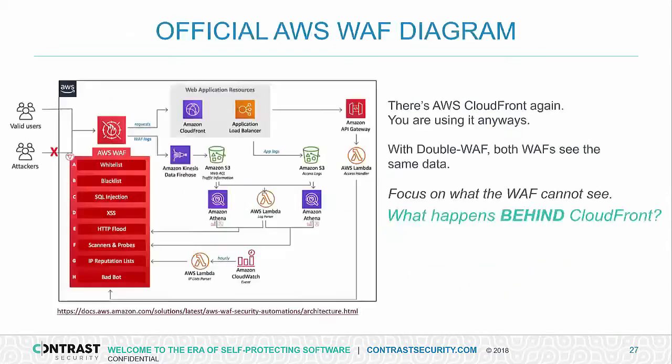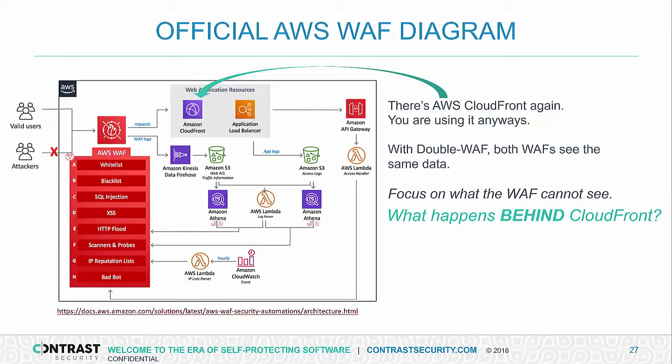Now, this is the actual architecture diagram. This is the official architecture diagram of the AWS WAF. And you notice there's CloudFront again. So you're already using AWS CloudFront. And when you have this kind of double WAF, like if you replaced AWS WAF with another one, they're both looking at the same data.